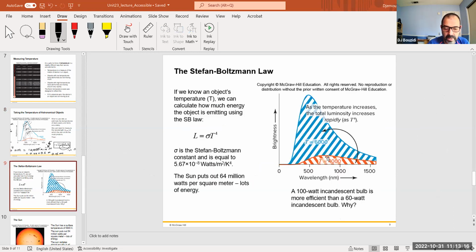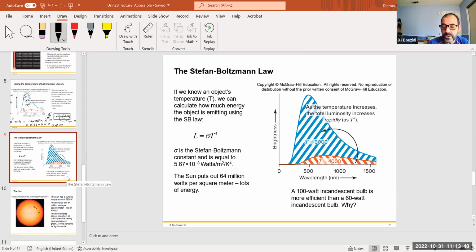The Stefan-Boltzmann law talks about how much energy is being emitted, okay? And that energy is proportional to the fourth power of the temperature, T to the power 4, times this constant, which is 5.67 times 10 to the negative 8 watts per square meter per Kelvin to the power 4. I wrote it earlier in joules per second, and joules per second is watts.